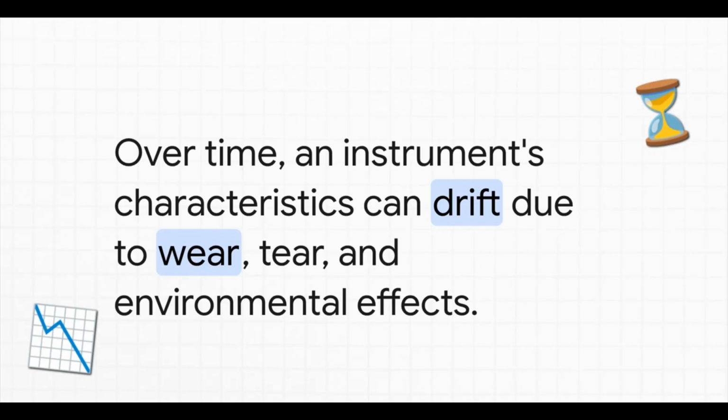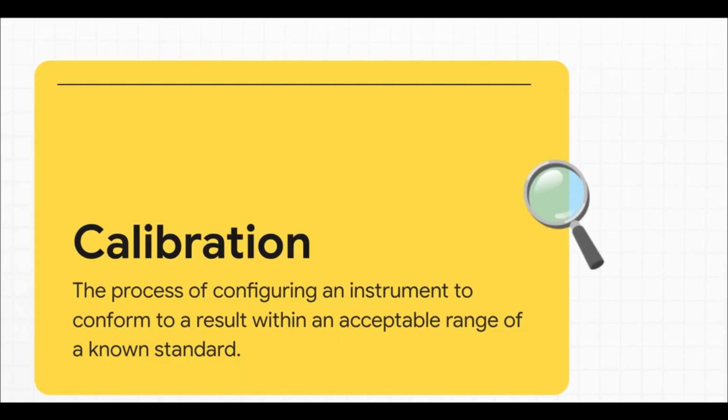Now here's the kicker. No instrument stays perfect forever. It's just a fact of life. Little bits of wear and tear, temperature swings, you name it, they all cause the instrument's performance to slowly drift away from what's true. The scale that was perfect last year might be off by a little bit today. And that is exactly why we have calibration.